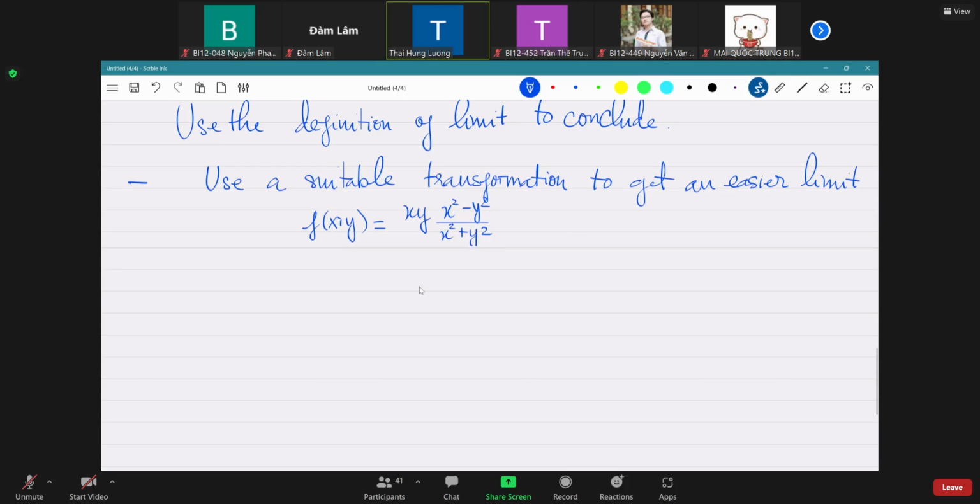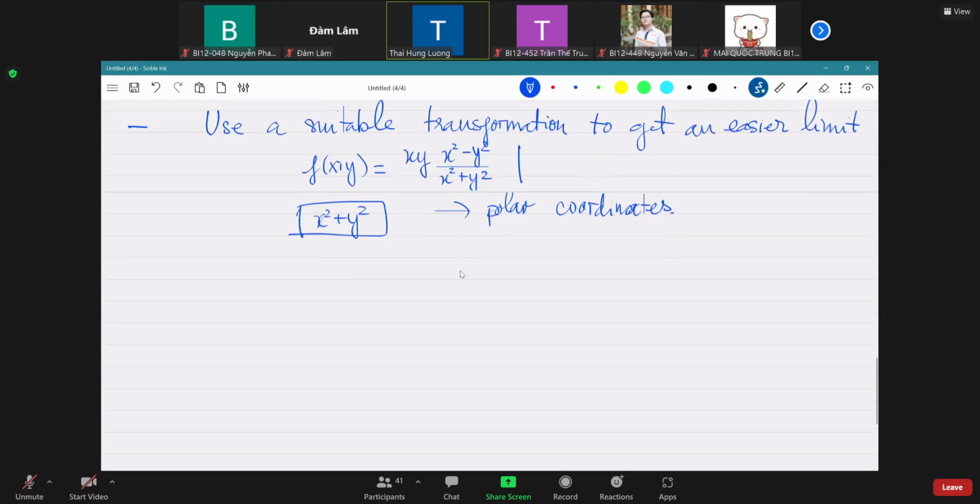Okay, so when you take a look at this, you see we have x squared plus y squared. Whenever you see this expression, you can think about using polar coordinates. Let me show you how we do it. Let's recall a little bit what polar coordinates are.